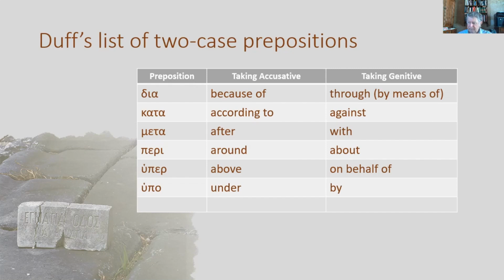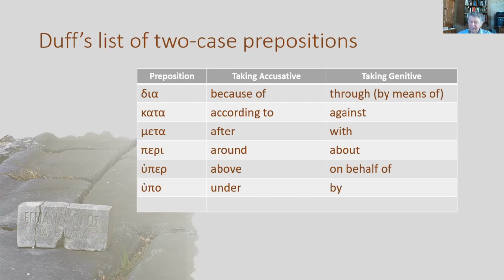But you can see that again, with each one, meta with the accusative is after, with the genitive is with; peri is around and about. Some of them, the differences are quite marginal, to be honest, and it's the grammarian who's kind of trying to make a distinction. But you'll see the list in Duff's section 4.2.3.